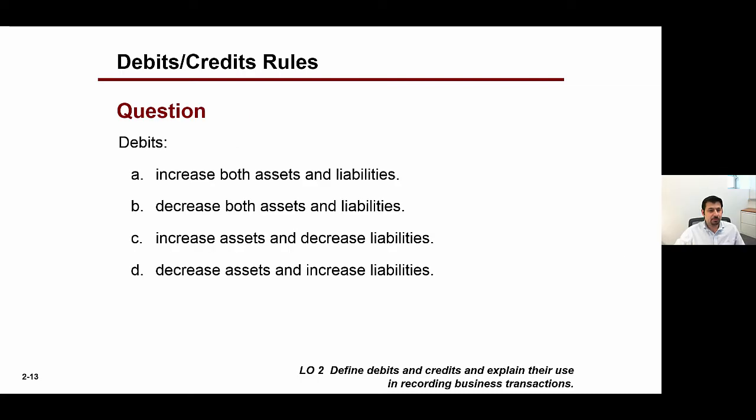So, debits would they increase both assets and liabilities, decrease both assets and liabilities, increase assets and decrease liabilities, or decrease assets and increase liabilities? And the right answer is C. Debits will increase assets. On the other hand, credits will increase liabilities. So debits will decrease liabilities. So the correct answer is C.